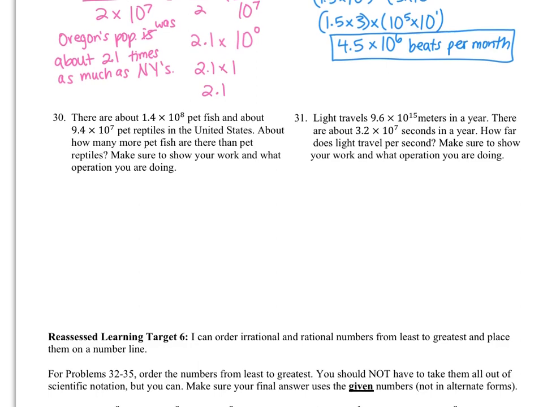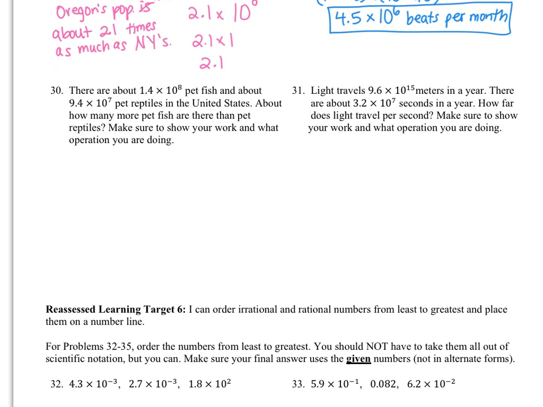Number 30. There are about 1.4 times 10 to the 8th pet fish and about 9.4 times 10 to the 7th pet reptiles in the United States. About how many more, underline that, how many more pet fish are there than pet reptiles? So how many more means we're doing subtraction. So there are more pet fish than reptiles. So we're going to do pet fish population minus pet reptile population. So we're subtracting, so we need a common power of 10.